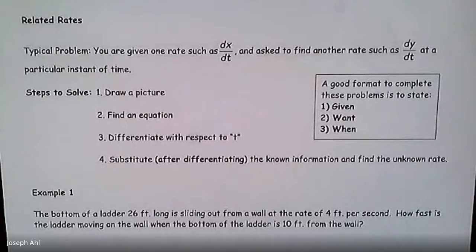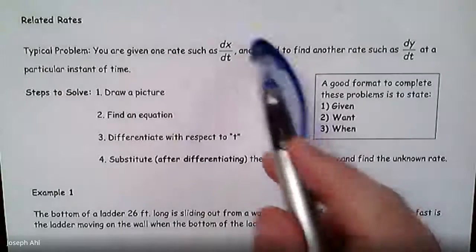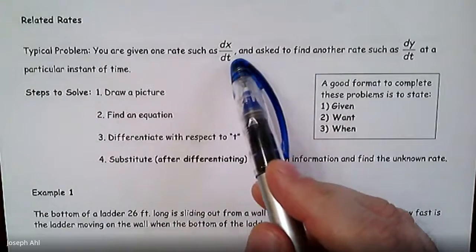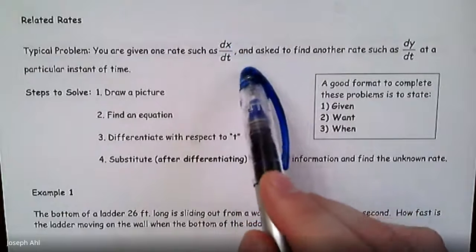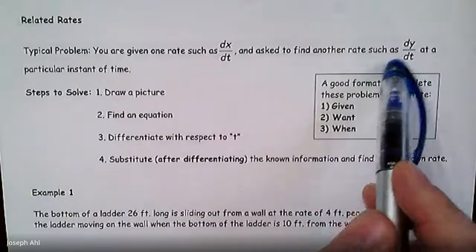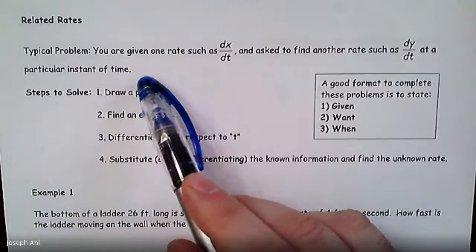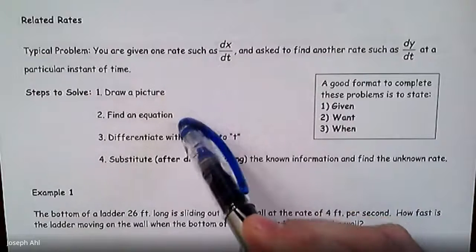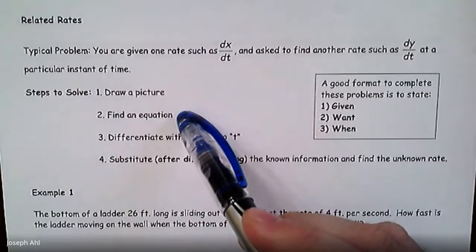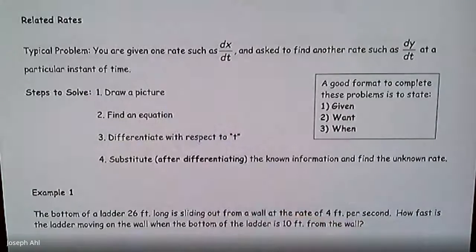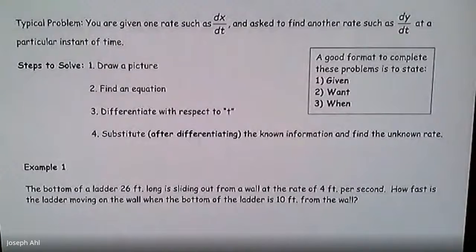As far as related rates go, a typical problem is that you're going to be given one rate, such as dx/dt, the rate at which x is changing with respect to time. And then we're going to be asked to find another rate, such as dy/dt, at a particular instant of time. Some good hints: draw a picture first and foremost. Sometimes the diagrams are given to you already, but if it helps to draw a picture, go ahead and do that. Step 2, determine an equation that models the situation.